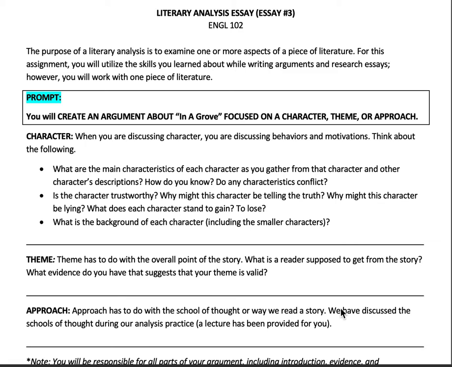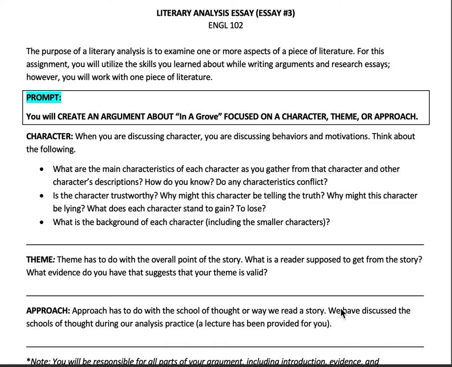You're writing about a short story that we are reading called In a Grove. So please make sure that you are clear on that. We are no longer writing about the same topics as you were in your first and second essay. We're switching gears now and focusing entirely on how to analyze a piece of literature, which in this case is the short story In a Grove.